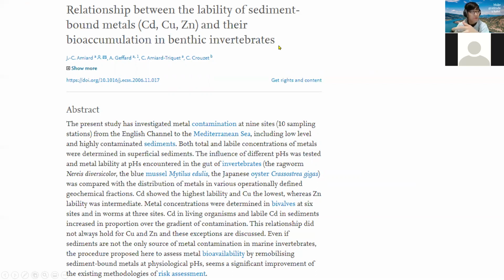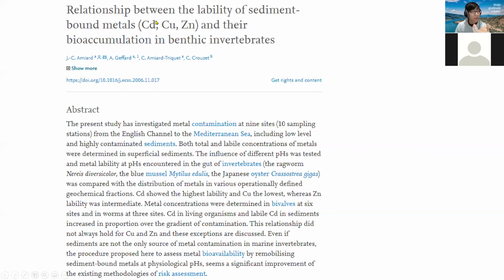So I don't know about you, but there's some terms in here that I don't know. I don't know what lability means. I don't really know what benthic invertebrates are. I kind of get the sediment-bound metals. They're talking about cadmium, copper, and zinc. Okay, I get that.